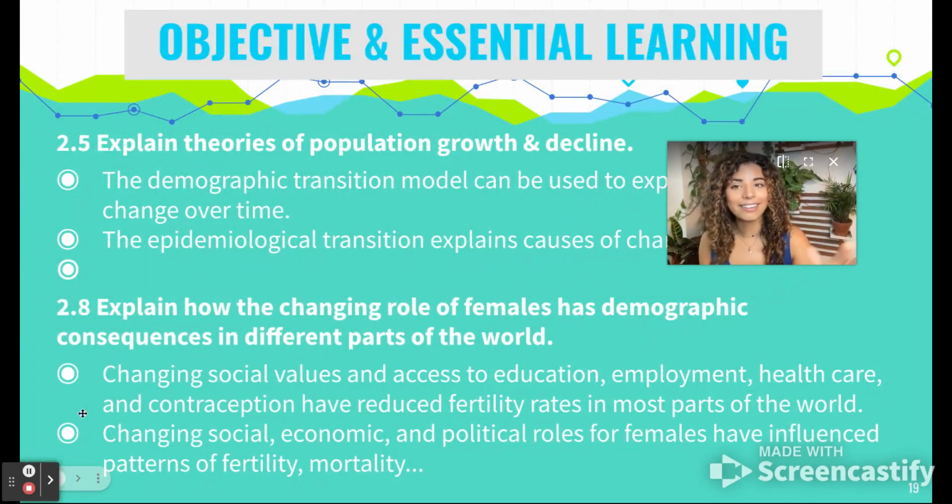And that's all for 2.5 with that connection to 2.8.